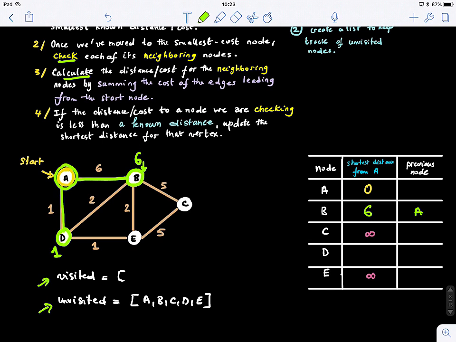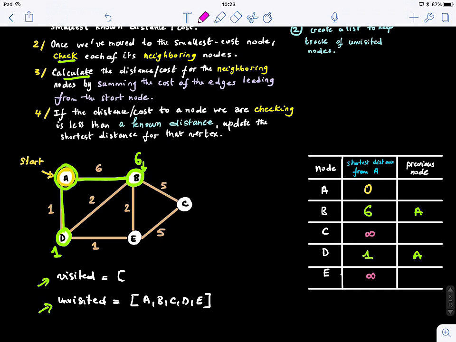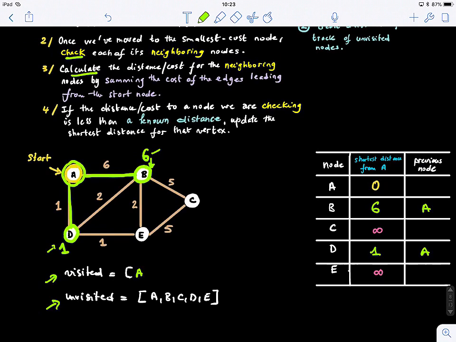Now, the key rule is the next step. We have visited all the neighbors of A, so A is now visited, because we checked its neighbors and updated their values with the shortest lengths. We consider it visited and pop it out from the unvisited list. Next, which node to choose? This is the key question. Now I have two options, these two neighbors. Which one to choose, D or B?